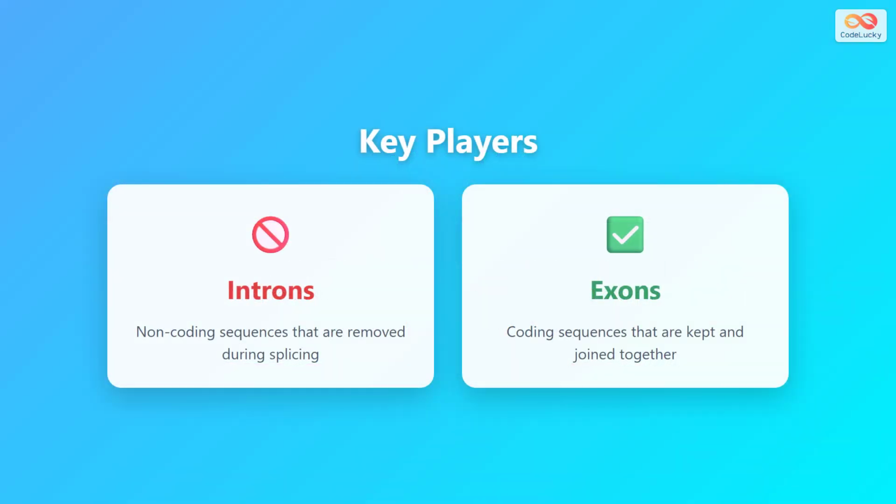There are two key players in the splicing process. First, we have introns, which are non-coding sequences that do not contain instructions for making proteins. These sequences are removed during splicing and discarded. Second, we have exons, which are coding sequences that contain the actual genetic instructions needed to build proteins. These exons are kept and joined together to create the final messenger RNA molecule that will be translated.